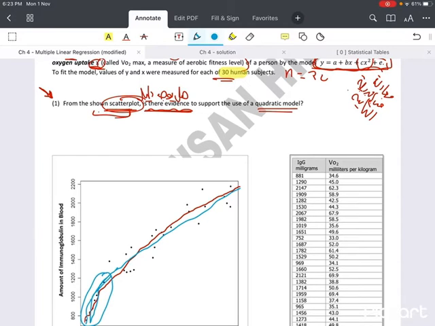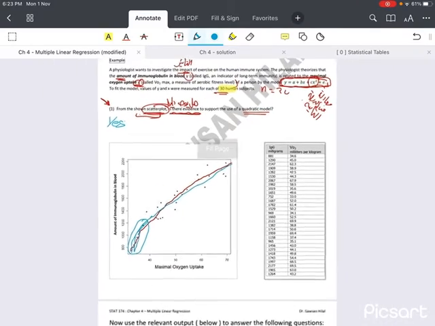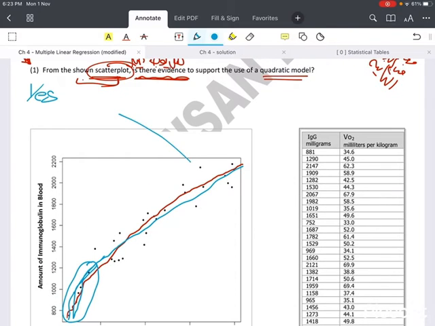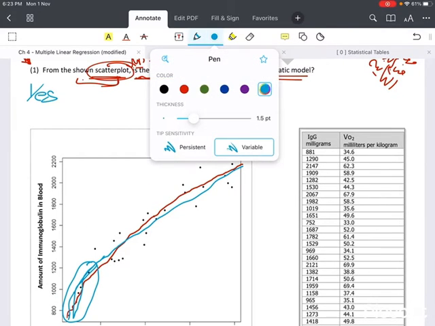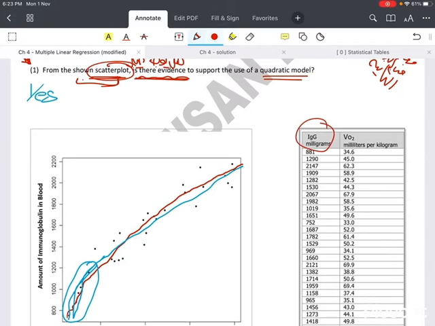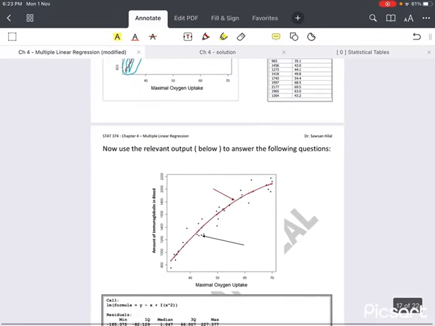So is there evidence to support the use of a quadratic model? You write yes, there is evidence. Here you can find the table. The table says this will be y, and here will be x. Then you can go to another.